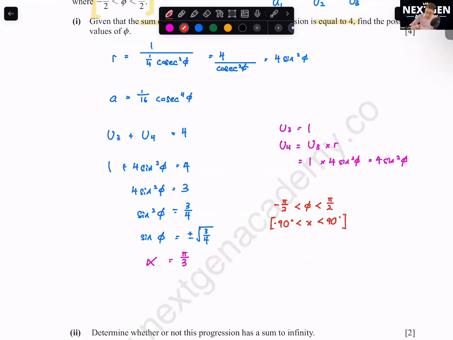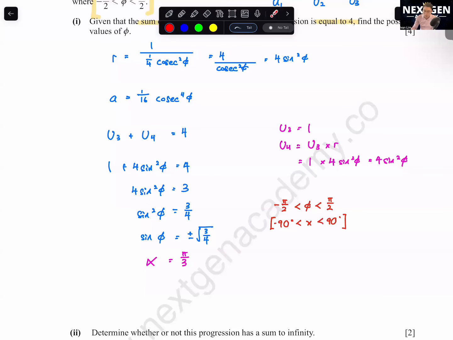Before I continue, any questions until here? Any questions that you all have until here? Because I find this question is a little bit tricky. How did I get 4 sine square 5? What's cosecant square? How did I get U4? 4 sine square 5.